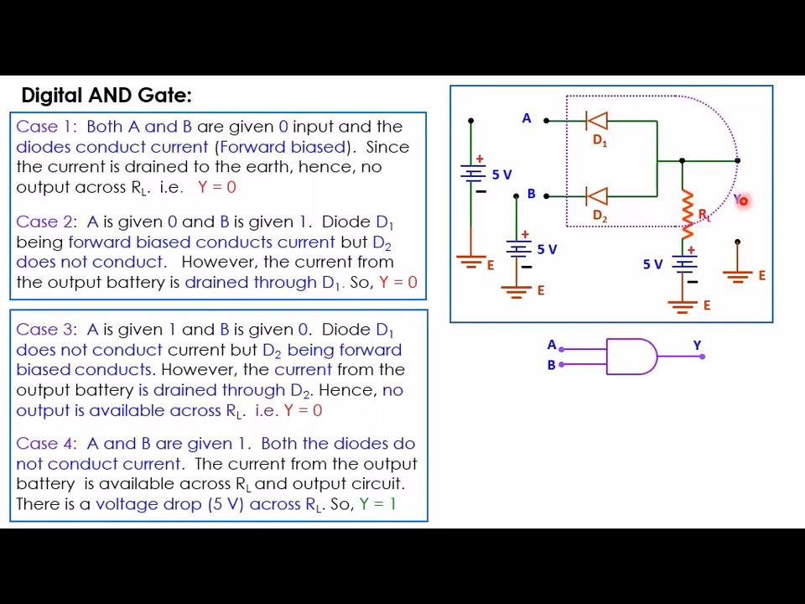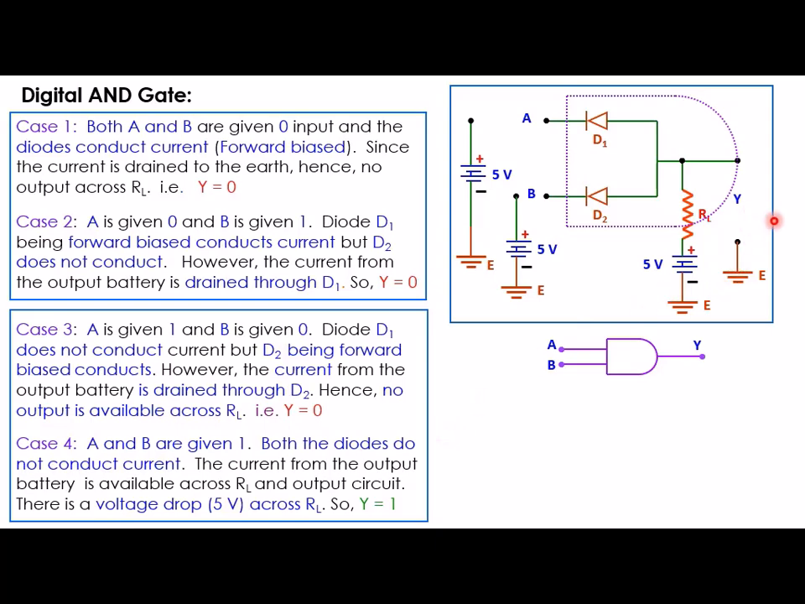Now in a case when A and B both are given plus 5V, 1, then what will happen? Both of these diodes will not conduct current. If both of them will not conduct current, there will not be current flow through this load resistance RL, and the potential of this output from this point to ground will be equal to plus 5V, and hence Y will be equal to 1.